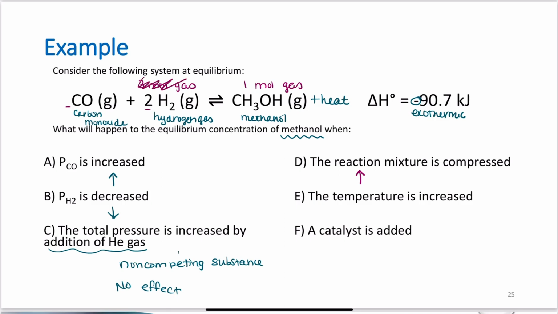If I increase the temperature, I'm adding heat to the reaction. Heat is already a product, so it's going to shift the other direction and decrease the concentration of methanol. Lastly, a catalyst is added. Catalysts have no effect.